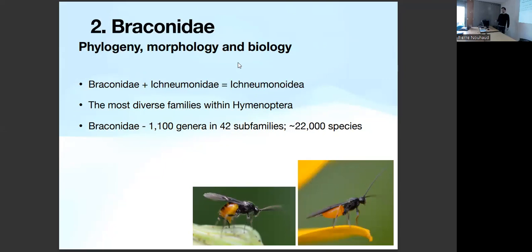They are the second largest family of hymenopterans. They are only behind the ichneumonids, which, for some coincidence or not, is the sister group of the Braconids. They form the superfamily Ichneumonoidea. And these are the two largest families of Hymenoptera. Just to give you an idea, the Braconids have more than 1,000 genera. Okay, so it's a lot of diversity.